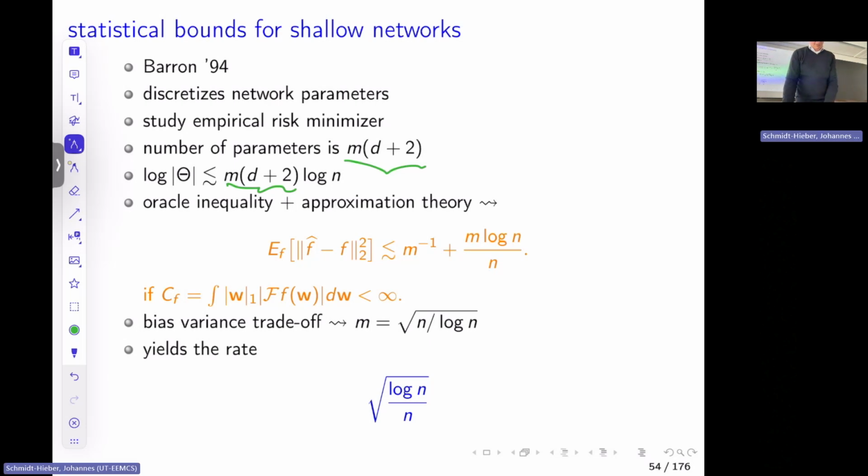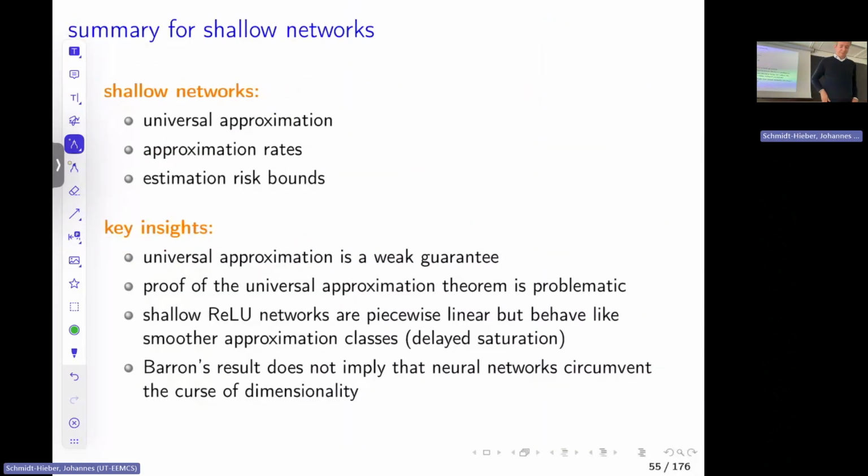Okay, good. Now to summarize this, and then let's go to the next topic. Shallow networks: we discussed universal approximation, then these approximation rates, and finally also these estimation risk bounds. What we learned is that universal approximation is a very weak guarantee. The proof of the universal approximation theorem is completely artificial. It doesn't show us something which is learnable in the end.